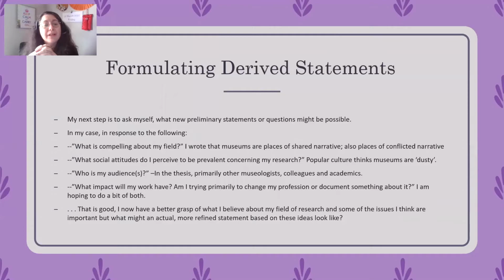What impact will my work have? I'm trying primarily to change my profession or document something about it. Am I trying to do that? Yes, I am. I'm trying to do a bit of both, actually. I'm trying to change my profession and document something that's going on. Okay, that's good. I now have a better grasp on what I believe my field of research is, what's going on with it, what some issues are that I think are important, and what I might actually refine into statements based upon those ideas. So what would that look like?